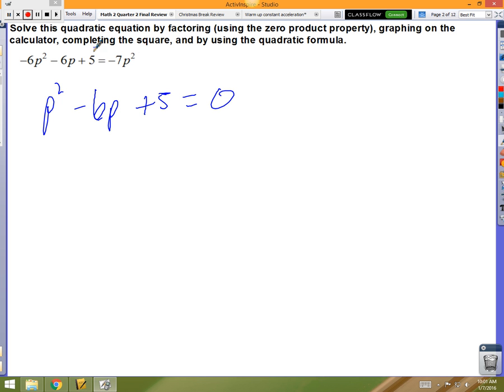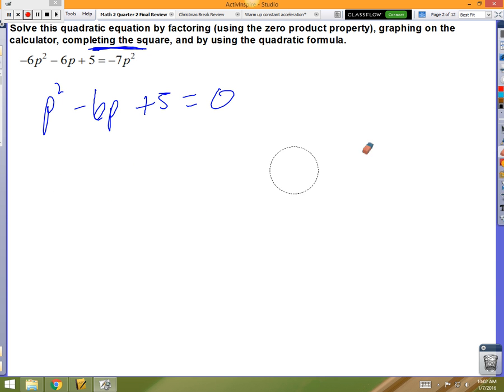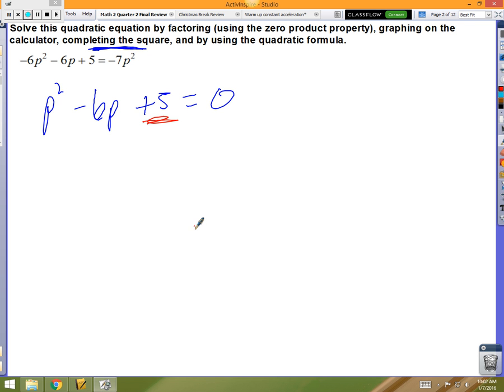Okay, completing the square means you need to make a perfect square. You got to create one. A perfect square factors, like this will factor to be p minus 1 and p minus 5, but a perfect square is the exact same thing. P minus 1, p minus 1, or p minus 5, p minus 5, but these two are different, so they're not a perfect square. And they're not a perfect square because they gave you a c that does not work.